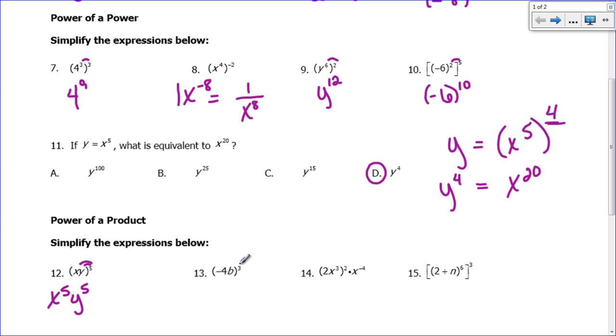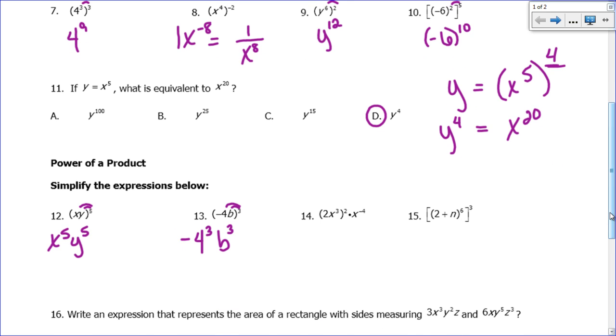The same thing with number 13. This little exponent of 3 has to go to every little piece in here, including that -4. And so I end up with -4 to the 3rd power, and then b to the 3rd power. And if I grab my calculator and I do -4 to the 3rd power, that's 4 times 4 times 4, which makes -64, because that negative 3 times is going to be a negative. And then b to the 3rd. So that's what it simplifies to.